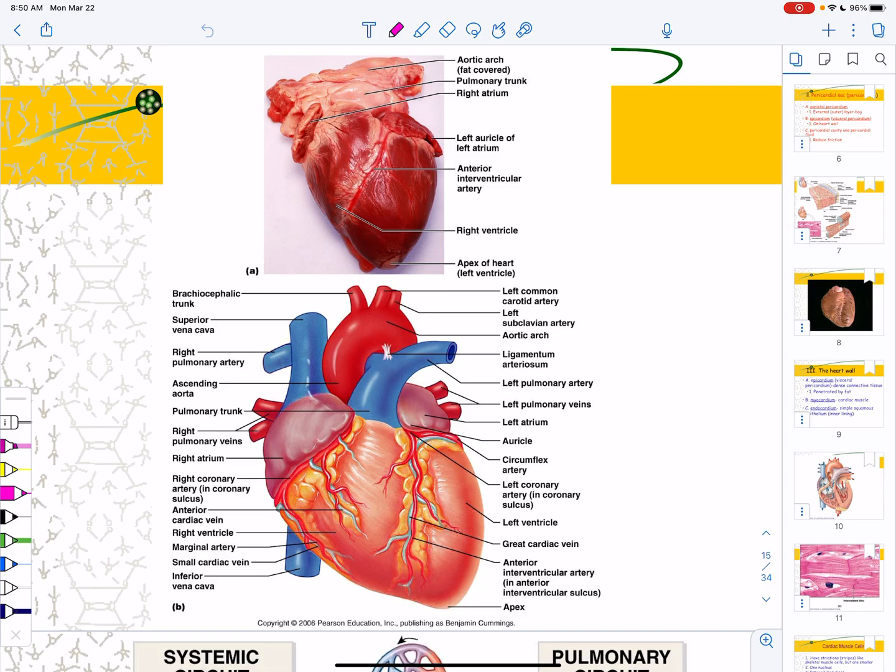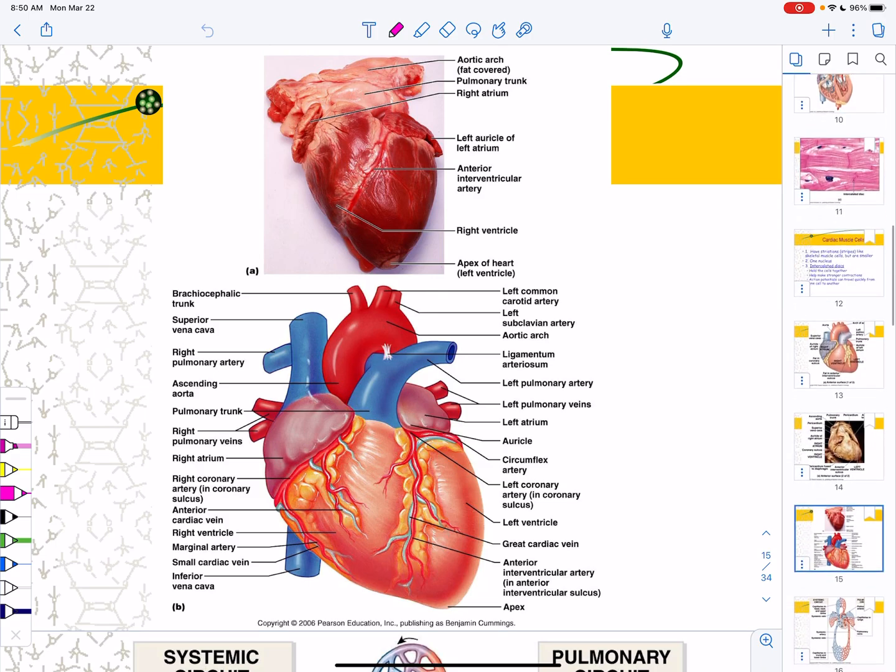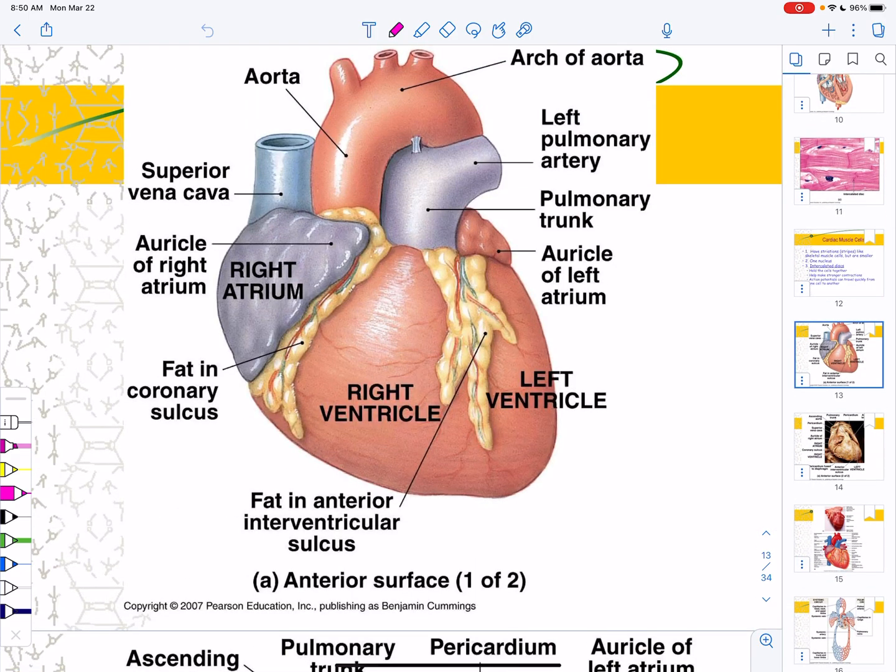Okay, so hopefully you understand where the heart is located, what it's made of, and then today we're going to get into the internal anatomy of the heart and some external. You have to understand what is on the heart in order to then see what's inside of the heart. So we're going to first start out by talking about the fact that the heart is two pumps.